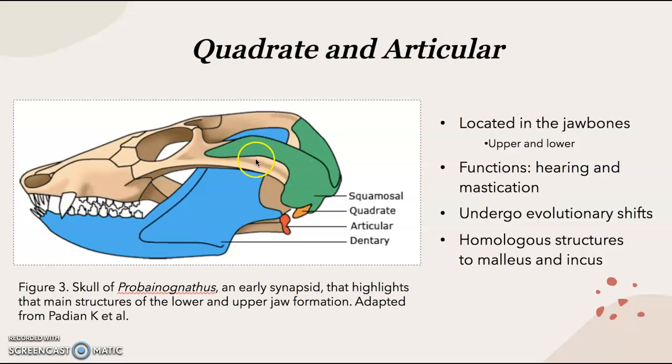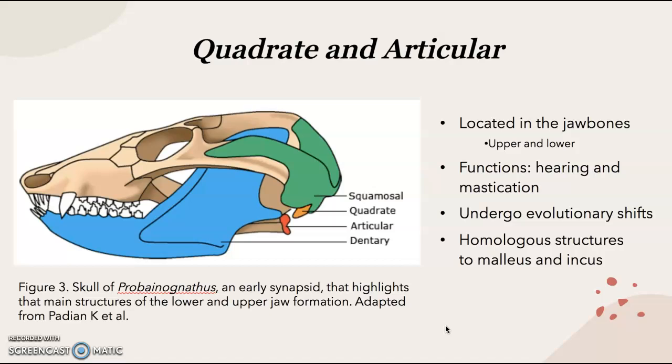So the quadrate connected to the posterior part of the upper jawbone, and then the articular located on the posterior part of the lower jawbone. Both of these structures function in hearing and mastication, that means chewing, and later on I will talk about how they will undergo evolutionary shifts to become the middle ear structures we know of today.